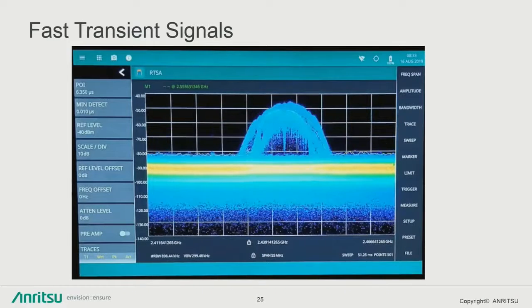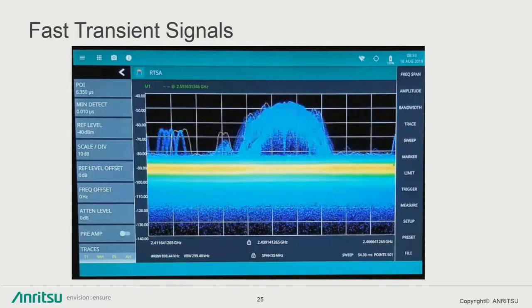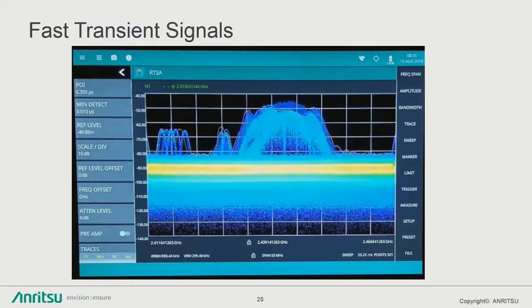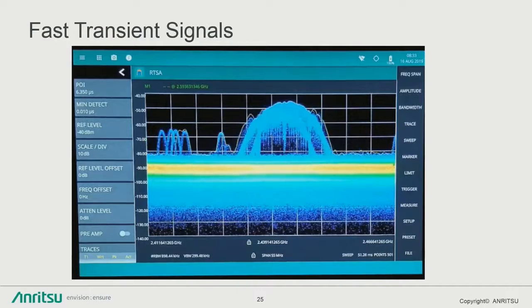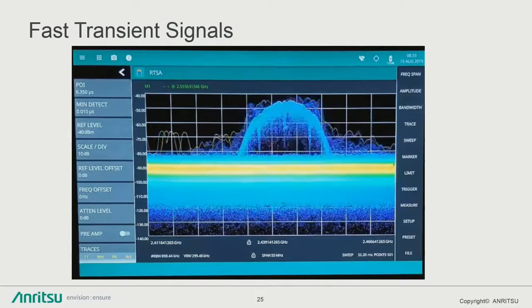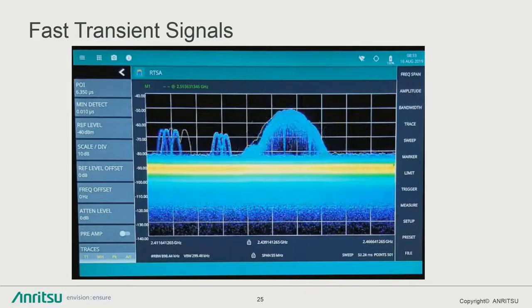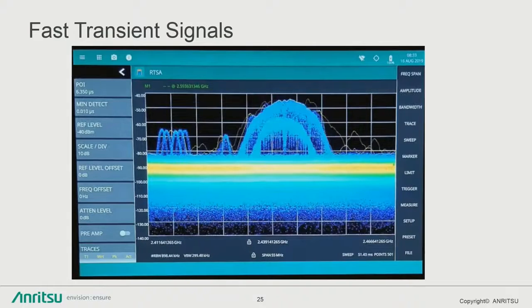This is in the Wi-Fi band. You'll notice that you have signals that come in and go out, and you have one that scans all the way through, okay? If you were to watch the timing on this, it was less than a second that went through, okay? These are fast transient signals. Bluetooth, Wi-Fi, and then a scanner, okay? You're looking at an RTSA or a real-time spectrum analyzer screen with persistence.